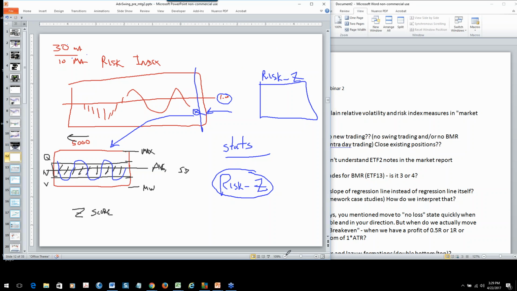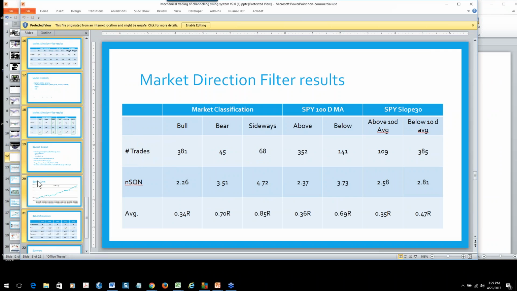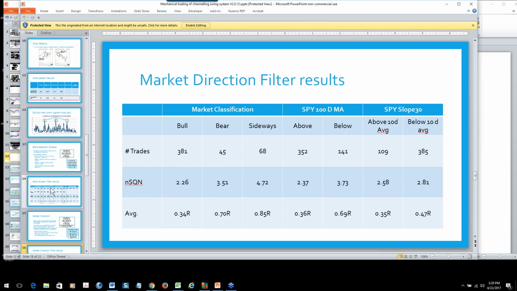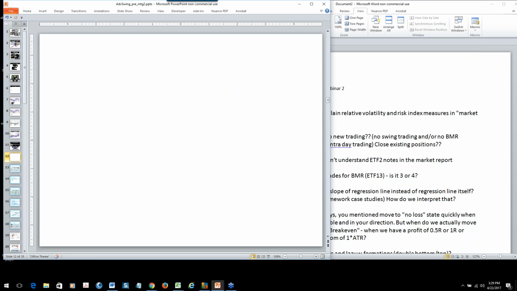Let me pull up this and how it really pertains to swing trading. This is actually pretty cool. This whole risk Z is one of the 3 best ideas I've had in the last 20 years. Oops, that's the wrong one.